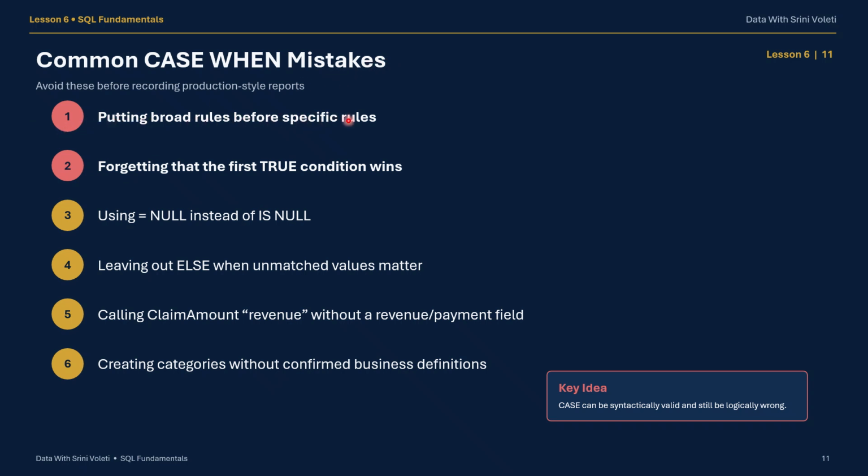Now it's your turn. Create a 2025 claims report with claim ID, claim date, claim amount, and claim amount category. Use the thresholds shown on the slide and sort the highest claim amount first. Before typing, separate the problem into responsibilities. WHERE decides which rows participate. CASE classifies each row. ORDER BY controls the final presentation. Pause the video and try the query in SSMS before continuing.